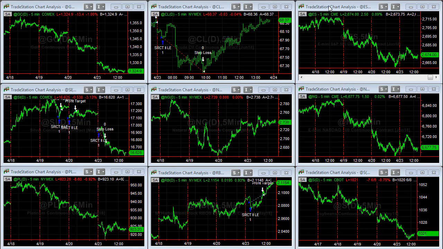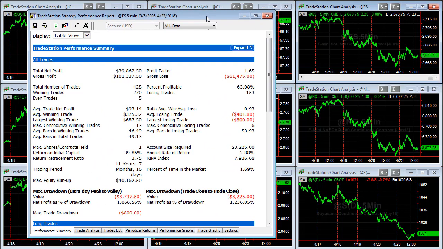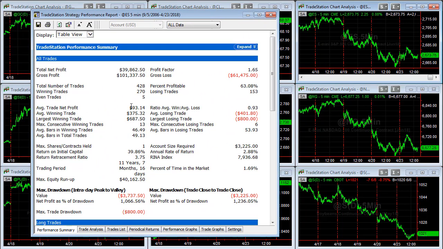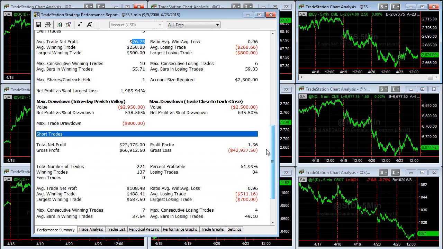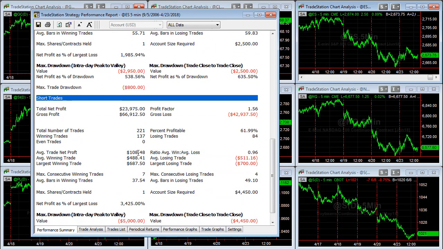Something interesting on SR CounterTrend 2 I wanted to show you on the E-mini S&P. We like to look at average trade profit a lot, and we're looking at $93 here. But what is the difference between the long and the short? You see the long side is 76, 75, and this is back to 9/5/2006. This is when crude oil starts electronically intraday, and on the short side we're 108.